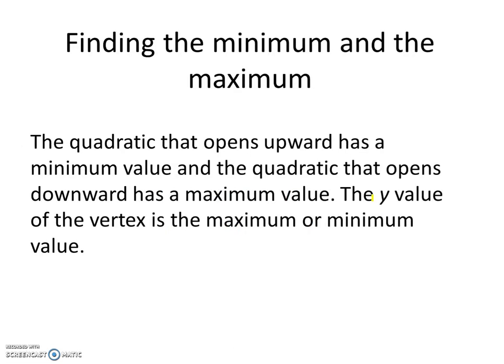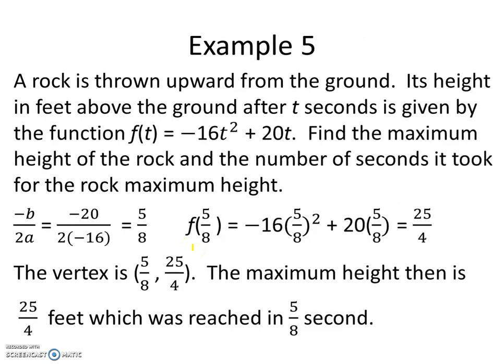Switching gears, we find the minimum and the maximum. The quadratic that opens upwards, and we refer to it as the smiley, has a minimum value. And the quadratic that opens downward, and we said it was like a frown, has a maximum value. The y value of the vertex is the maximum or minimum value. So let's look at an example of this.